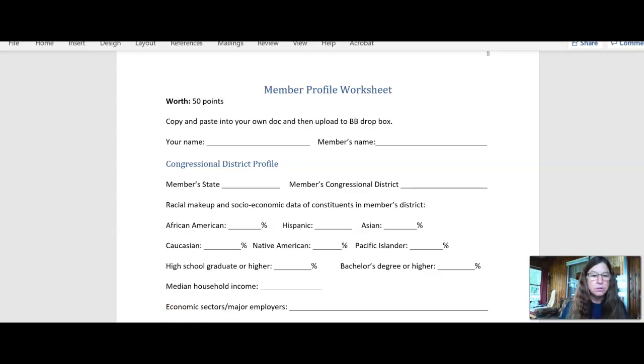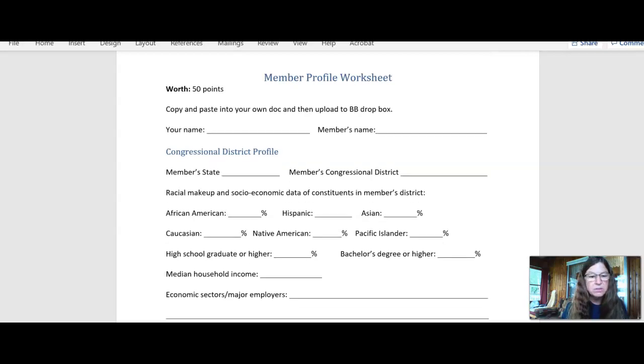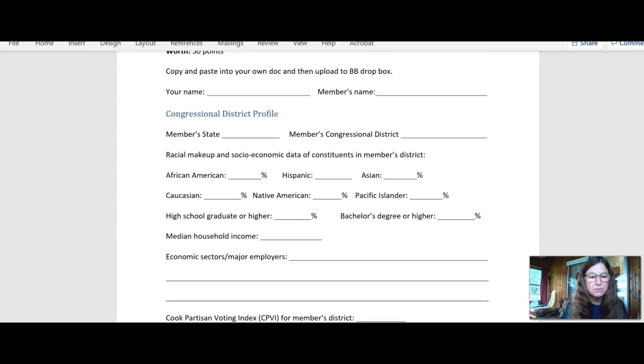Now we want to know something about the congressional district that your member is representing. So the state, the district. I'm going to use Carolyn Maloney, New York District 12 as an example for this. We want to know things about the racial makeup, the socioeconomic data of the constituents in the member district. And so you will have some places here on the worksheet that you want to be filling out. And this is information that's pretty easy to find.